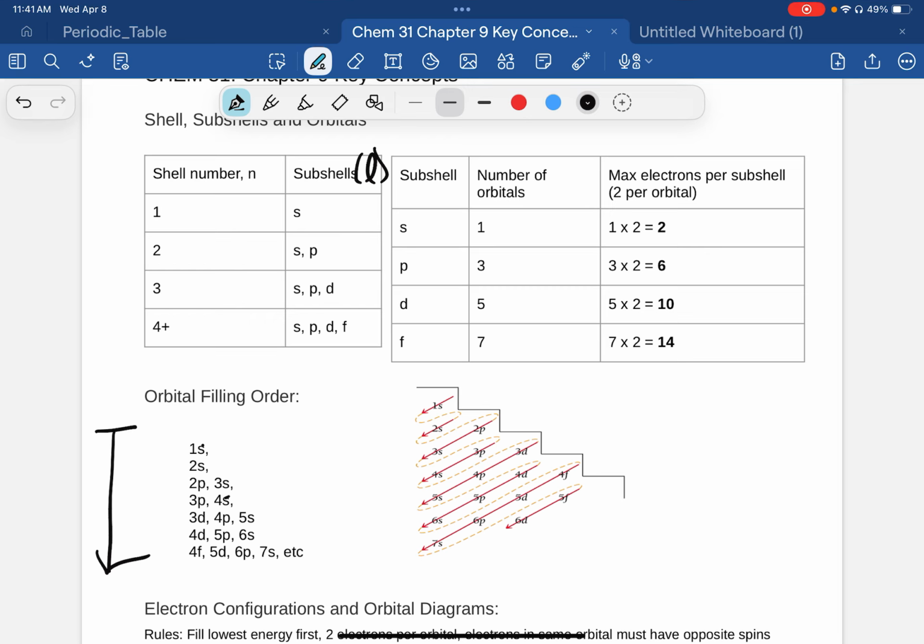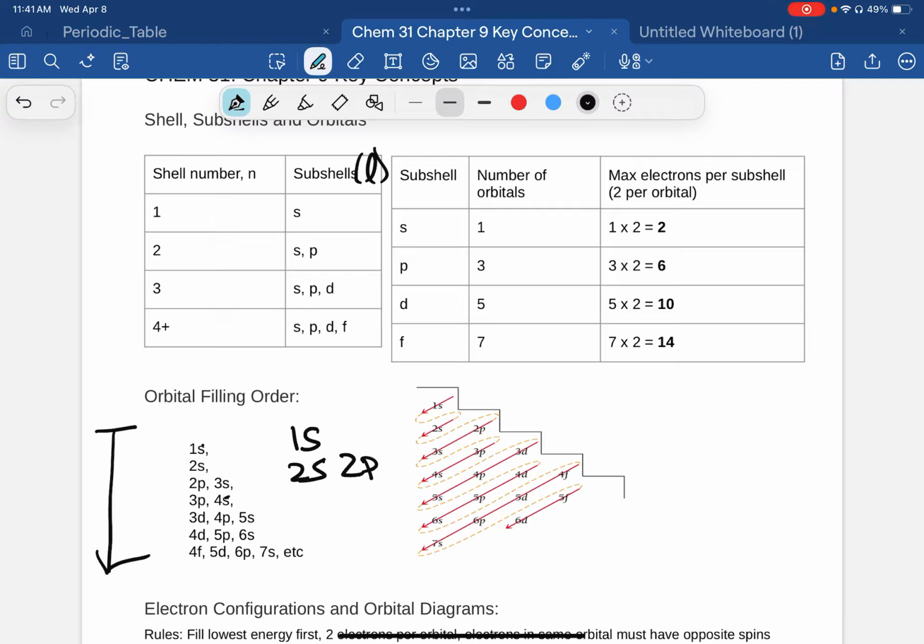They start out relatively straightforward. Shell number one, subshell s, is called 1s, and that's how you would name it. Shell number two, subshell s, is 2s. And then after 2s, you get 2p. And they follow fairly straightforwardly. Next one would be 3s, and then 3p. And you can see 3s, 3p.